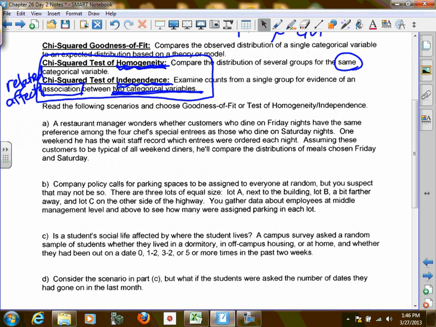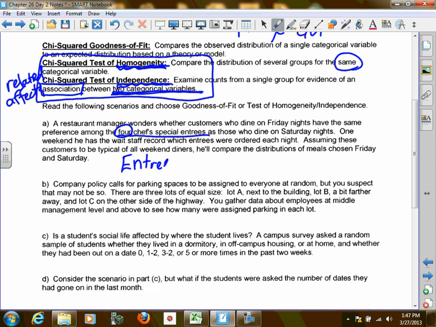Okay, so let's see what variables we're talking about. Part A, talking about Friday and Saturday nights and the preference among the chefs for entrees. Misplaced modifier here, right? Are we talking 4 chefs or are we talking 4 entrees of the chef? So anyway, what are the variable or variables? Good, entrees.